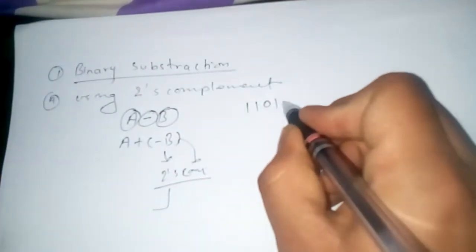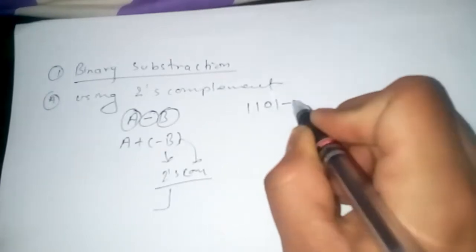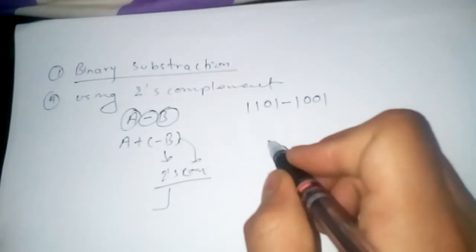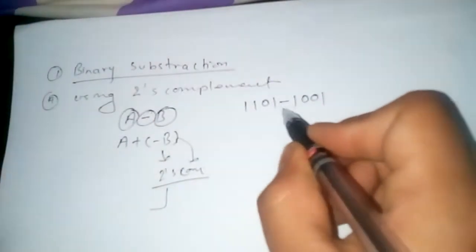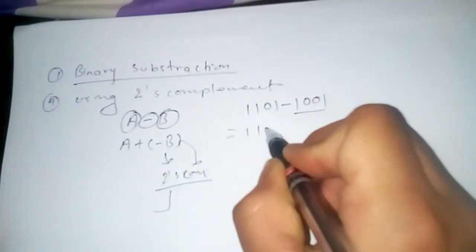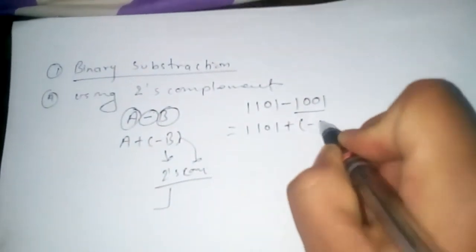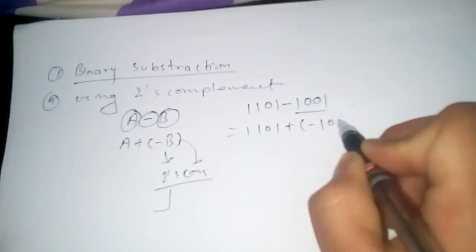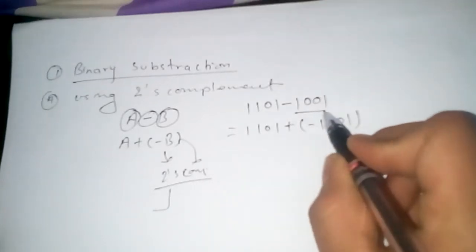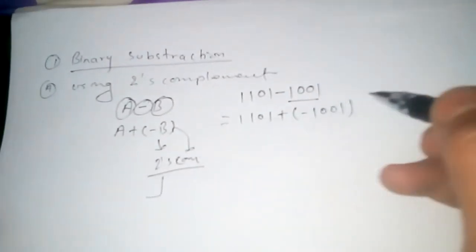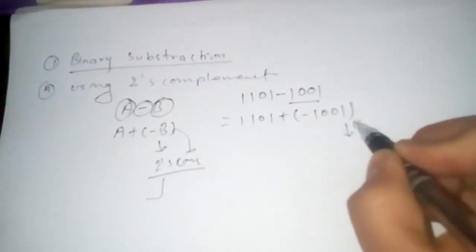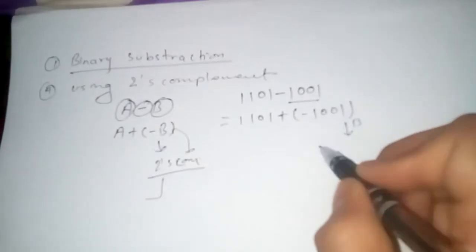Let's see an example: 1101, this is the number, minus 1001, another number. We need to find out the 2's complement of this number. A plus minus 1001, this is the 2's complement of this number. First of all, we need to find out the 1's complement by reversing these numbers.